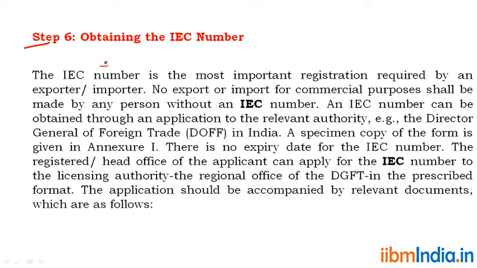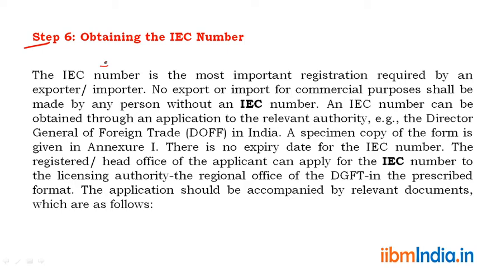So the IEC number is one of the important documents and one of the most important registrations required for any exporter or importer. If you want to become an exporter or importer, the IEC number plays a very vital role. Without the importer exporter code, you cannot start an import house. And no export or import for commercial purposes shall be made by any person without an IEC number. If you are looking at opening an export house, and for export production you require certain raw materials from across the globe, then any commercial activities will not be possible without acquiring the IEC number.